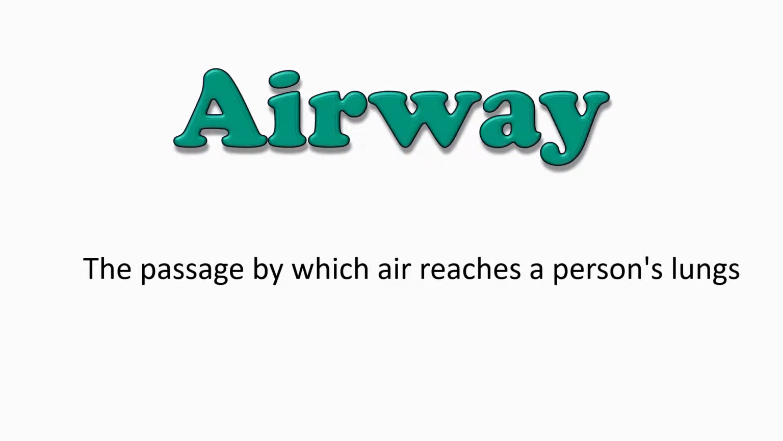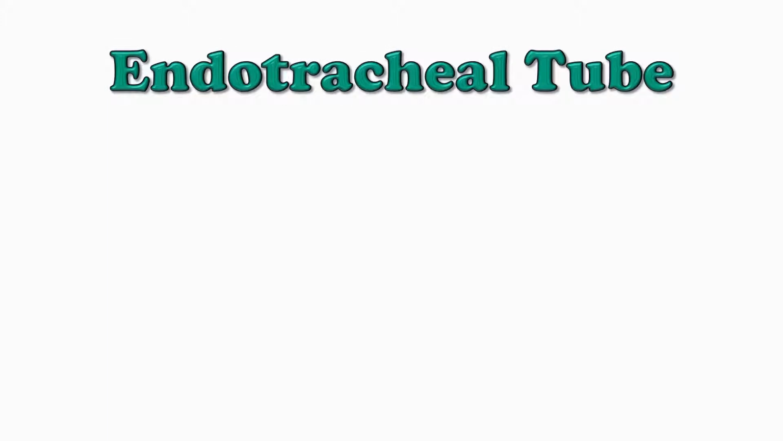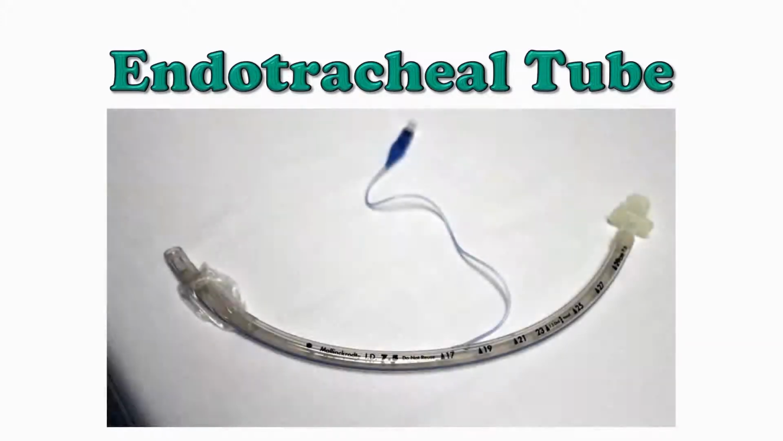Now for a few more words related to anaesthesia. Airway. This means the passage by which air reaches a person's lungs. Anaesthetists are considered airway specialists as they ensure this passage remains patent during an anaesthetic. An endotracheal tube is one of the most common devices used to protect the airway while the patient is asleep. This is often shortened in everyday use to ET tube, or often just tube.